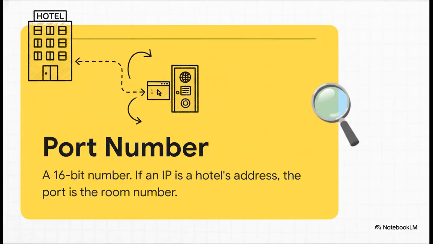So the IP address gets the data to the right computer. Think of it as the street address for a giant hotel. But how does the computer know which program, which room, gets the data? Well, that's where the port number comes in. It's the room number. For example, web traffic almost always goes to port 80. This is how the data finds its way to the right application every single time.